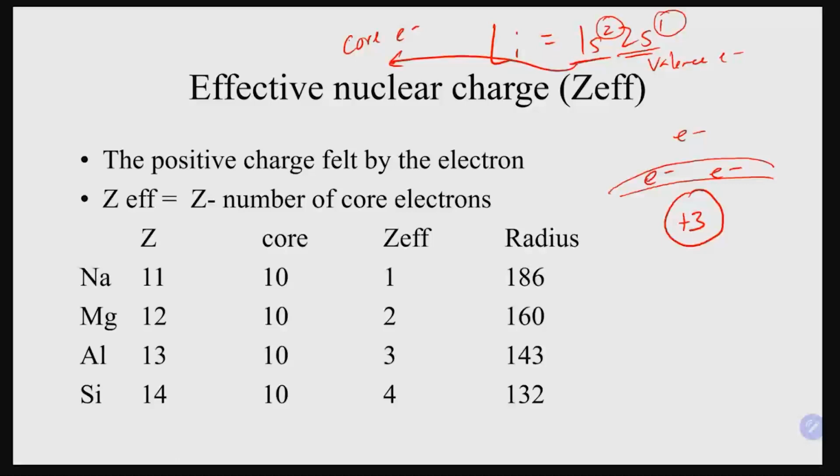When it comes to this valence electron here, it is actually experiencing what is sometimes referred to as shielding. This valence electron is experiencing shielding from the lower energy electrons. They're sort of in its path, if you will, to the nucleus.